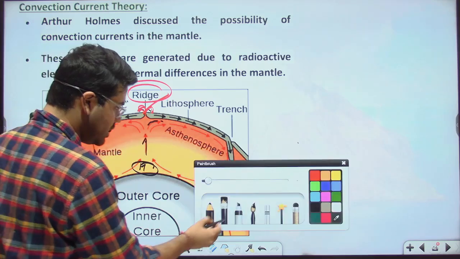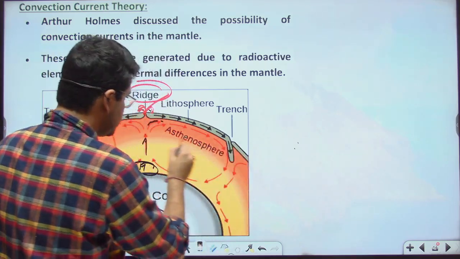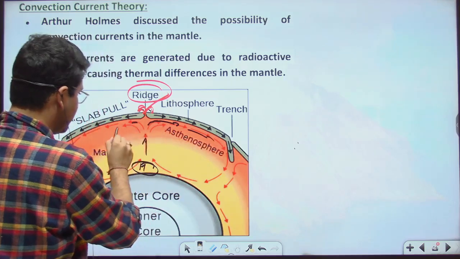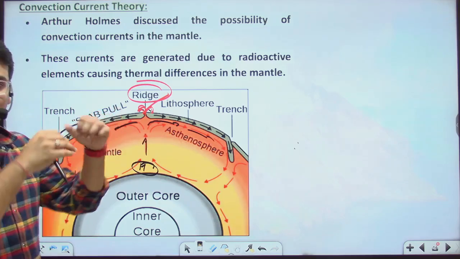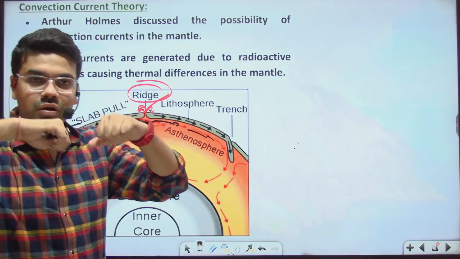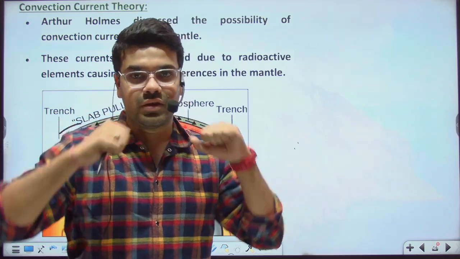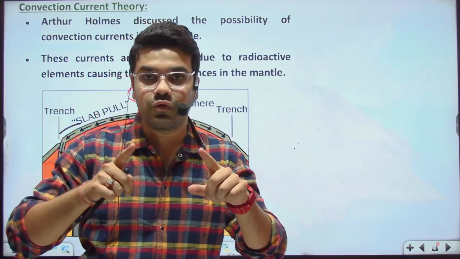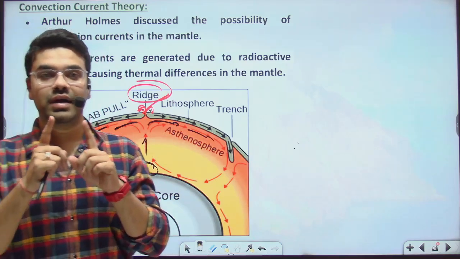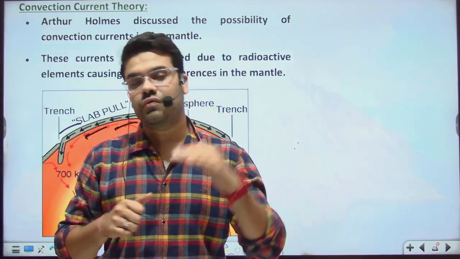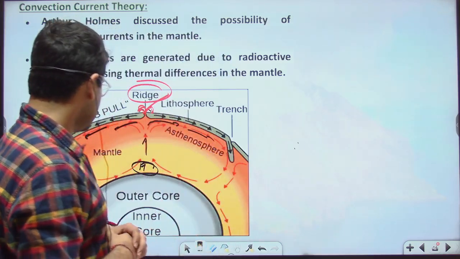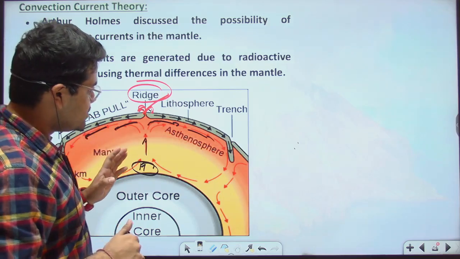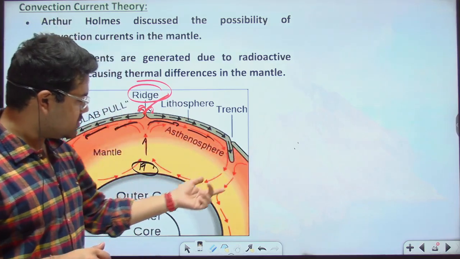But the majority of the currents are getting diverged. Here it is written slab pull, they are also taking away the continental lithospheric slab along with them. In this way, the continents are moving in the direction of divergence of the currents. I hope it's clear. Okay, so this is the mechanism. They again diverge and come back.